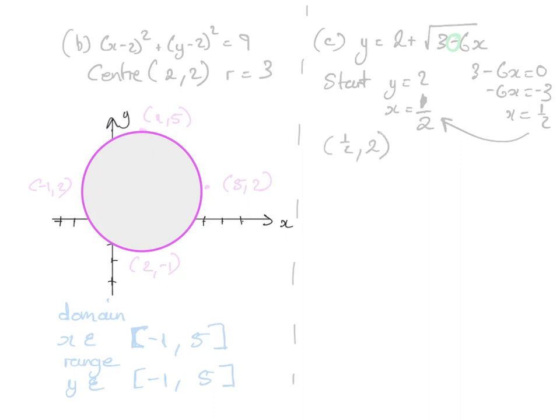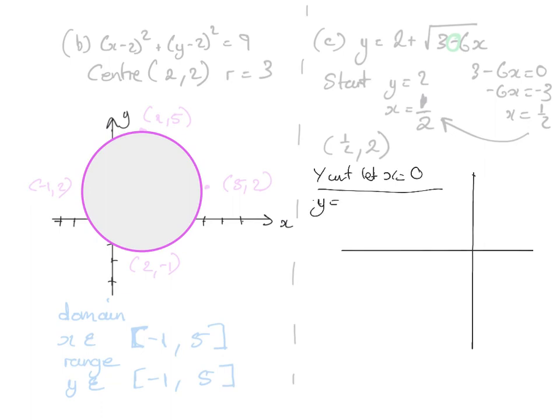So that's where I'm starting from, 1/2 and 2. Now, I am reflecting that. I'm reflecting it in the y-axis. Let's have a look at the y-intercept here, because it is going to cut the y-axis. So my y-intercept, I'm going to let x equal to 0, and so I get y is equal to 2 plus, okay, the square root of 3.